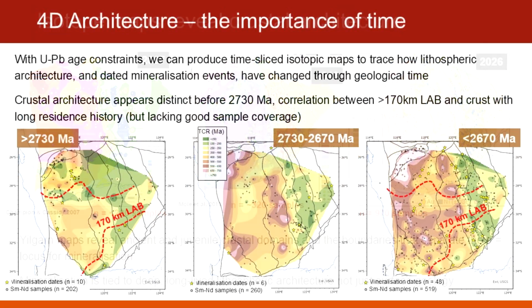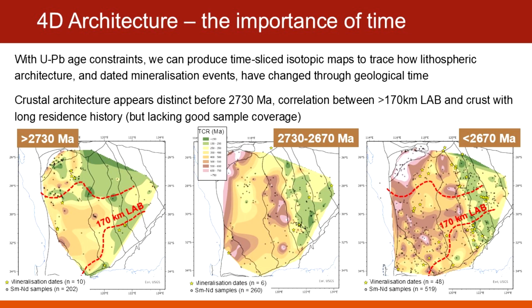And if I just go to the next one, the key thing that we can do now, because we've got age constraints, uranium-lead age constraints, and a lot more sample coverage, is we can actually start doing time slices. So these are three different time slices. This is for the Yilgarn for samples greater than 2.73 Ga, samples between 2.73 and 2.67, and samples less than 2.67. And you can see that the younger signal dominates. It's overpowering the older signatures.